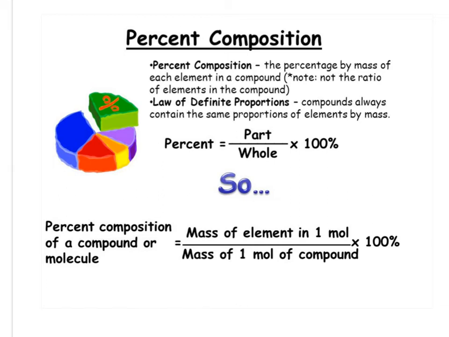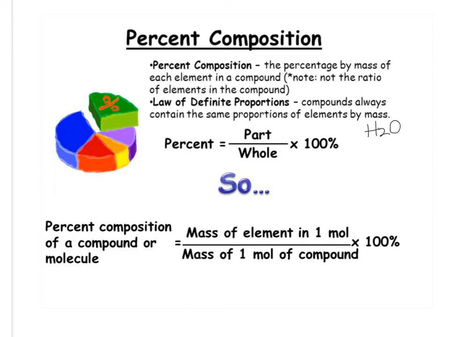Percent composition is just the percentage by mass of each element in a compound. This relates to the law of definite proportions, which we'll talk more about in AP, but really it's just that compounds always contain the same proportions of elements by mass. So basically, H2O, you're always going to have that ratio.